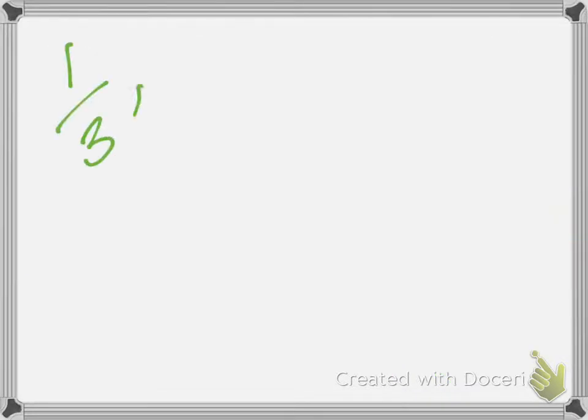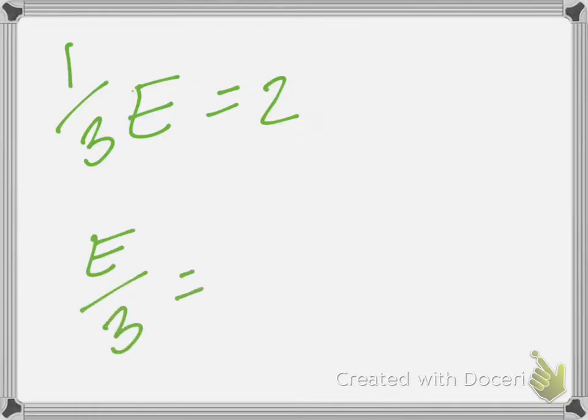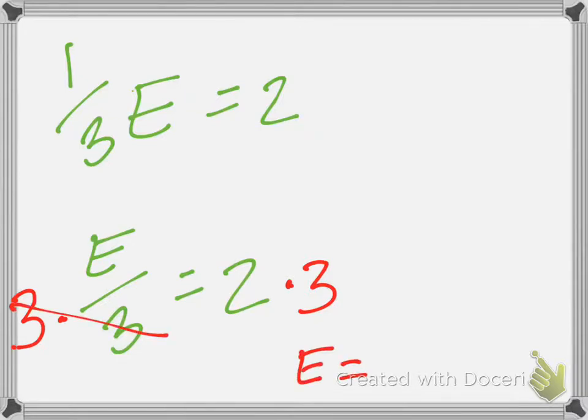So now let's solve that. We have 1/3 E equals 2. That's the same as E over 3 equals 2. So Jasmine, how do I solve this? As you said, we do the inverse of divide, which is multiply. We multiply each side, correct? Correct. Those go away. We get E is equal to 6.